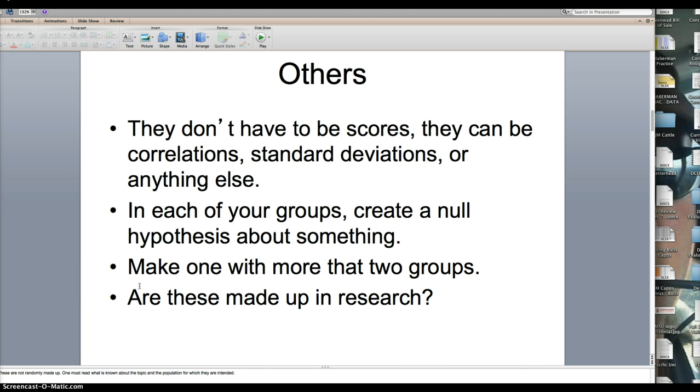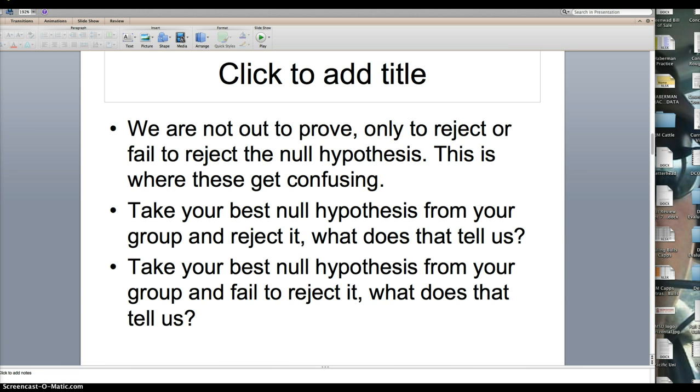And these aren't really made up. Those are some examples that I have out of a book. We don't make them up, just like you're not making up your research. You're conducting a literature review to determine what we already know about it, and then you're going to make a hypothesis that is going to be tested. We're not out to prove. We're only seeking to reject or fail to reject the hypothesis, and this is where this can get confusing.